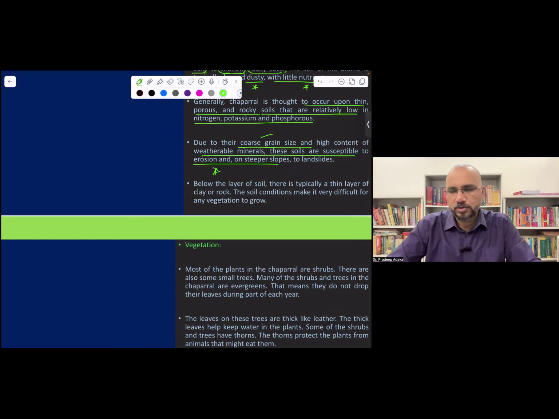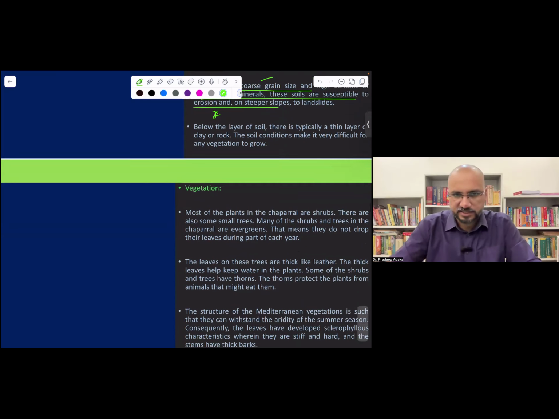Sometimes below the soil you will see rock layers or clay layers which will not allow the plants to grow very deep. The roots cannot penetrate very deep. That is why you don't see tall trees here. That is also one of the reasons.